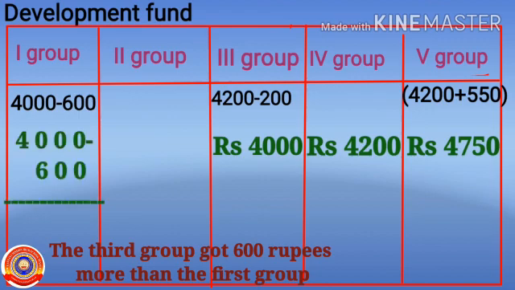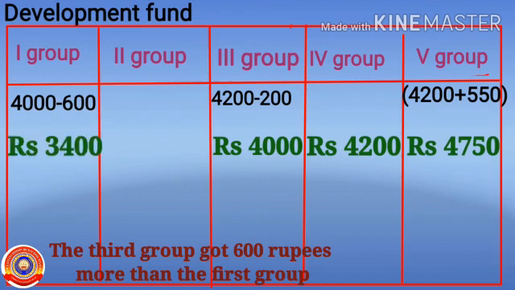4000 minus 600. 0 minus 0, 0. 0 minus 0, 0. We can't subtract 6 from 0, so we have to borrow 1 from 4 and carry this with the 0 in the hundreds place. So, the 0 becomes 10 and 4 becomes 3. 10 minus 6, 4. And 3 is here. 3400. So, the amount raised by first group, 3400 rupees.